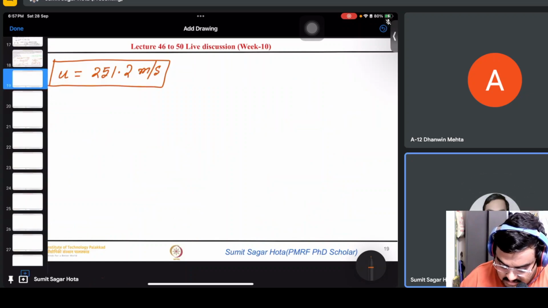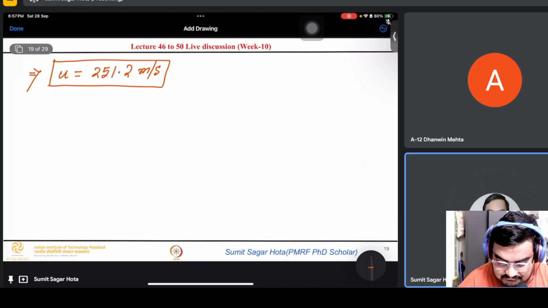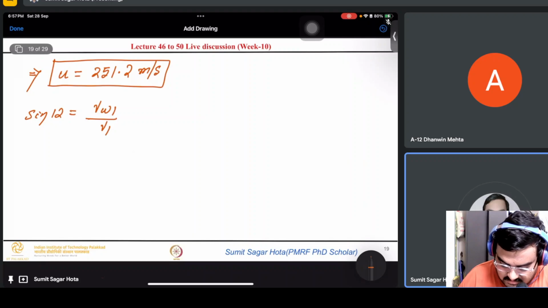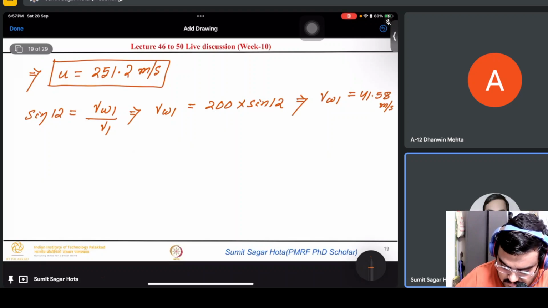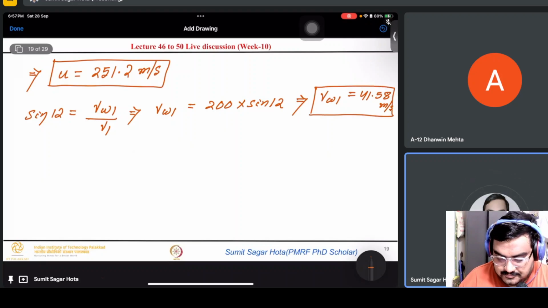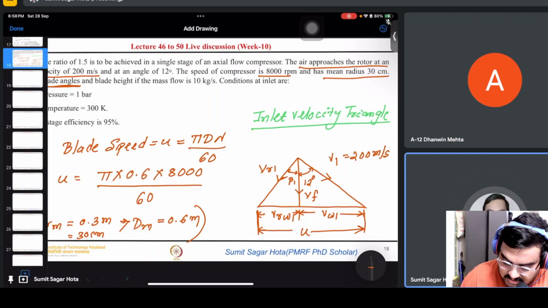So in this way you have to think before solving the question. Sine 12 equal to Vw1 by V1. Next, Vrw1. So Vrw1 is equal to U minus Vw1.